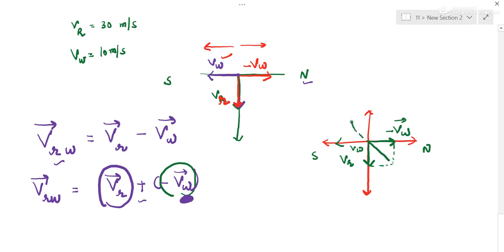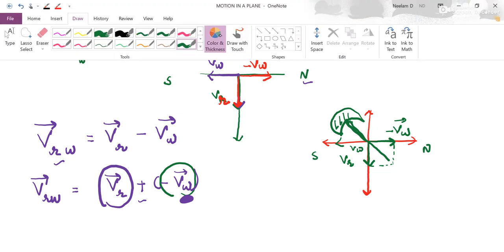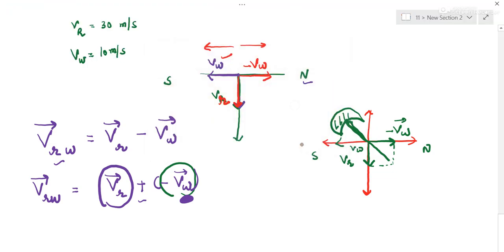So she should hold the umbrella along this. The answer is where she should hold the umbrella: along the resultant direction like this. So, how do we tell that she should hold the umbrella along this? We will locate here. Let it be beta. This is also beta.